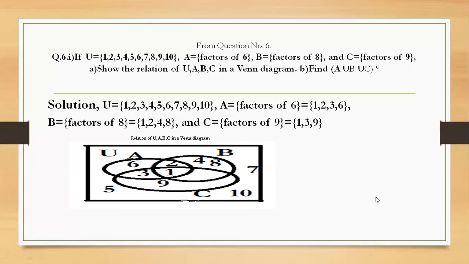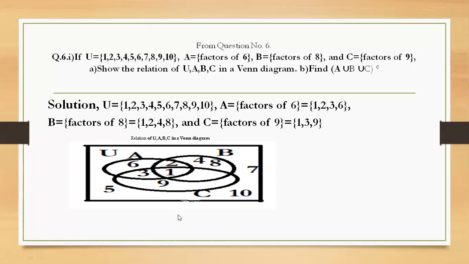Good. Now after showing them in a Venn diagram, we don't need to show any shading here, because we are just showing the shades in the Venn diagram only. We don't need to shade here. We are just showing the relation of the universal set, set A, set B and set C in a Venn diagram.